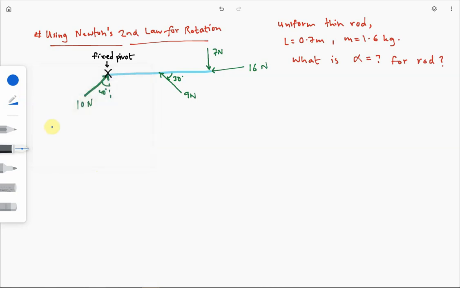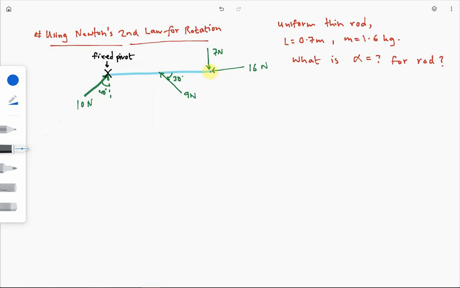Alright, so here we will look at another example of how to use torques in rotational motion problems. Basically, this problem is going to illustrate our Newton's second law for rotations. Okay, let's begin. We have a thin uniform rod.